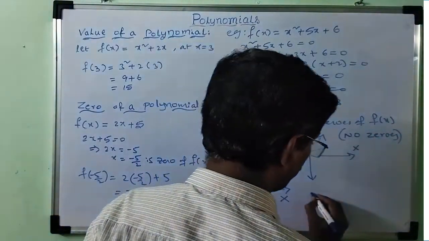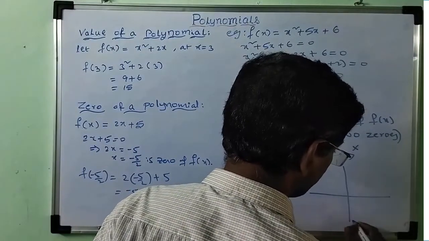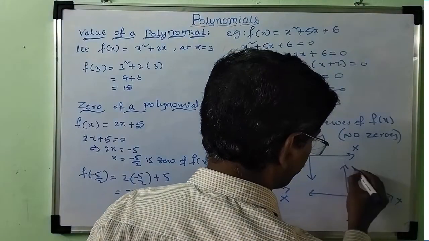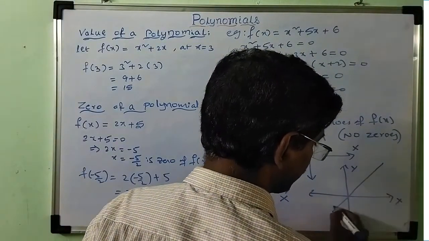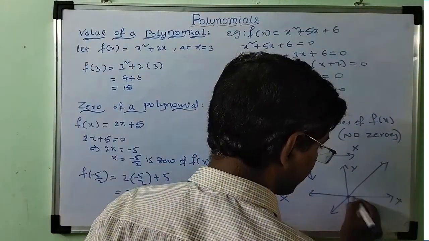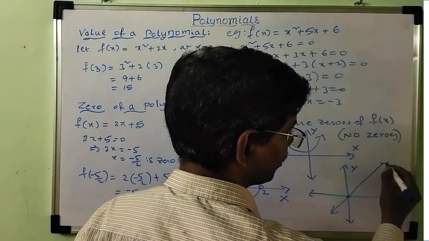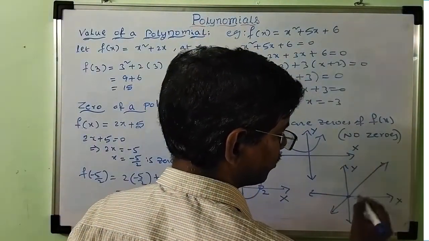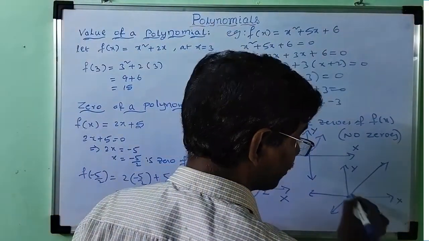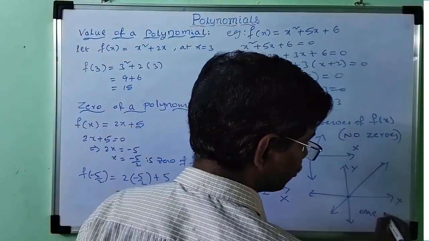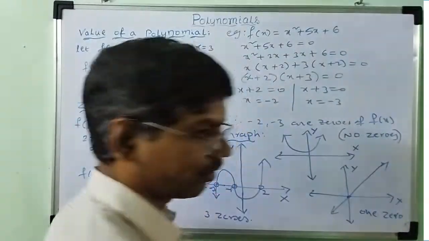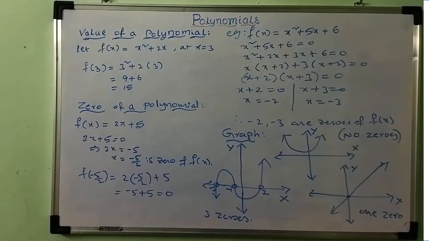And one more graph. Here it is the x-axis and this is the y-axis. If this is the graph, it is intersecting at the origin. This line is intersecting at the origin. So how many zeros does it contain? At one point only it is intersecting. So 1 zero. So the actual graph is this line only.